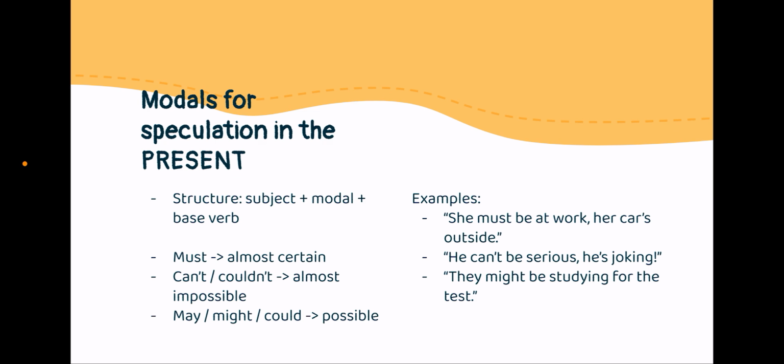So here in the next case, we have the sentence: They might be studying for the test. Here you can see that there's a possibility that they are studying for the test, but you're not really sure. You don't have many clues. That's why you say might. You could also use may or could. They're the same thing. And once again, the structure is correct. The subject is they, the modal is might, and the base verb is be studying.